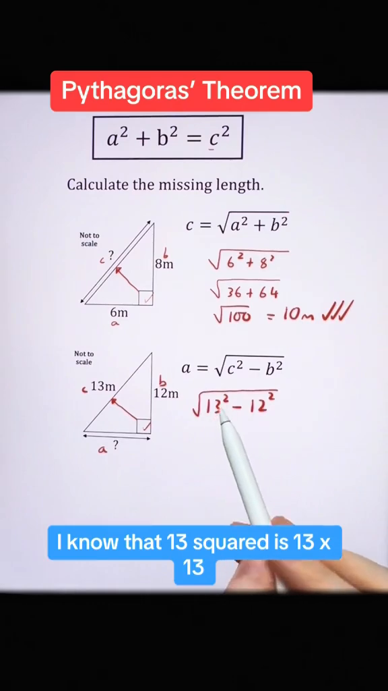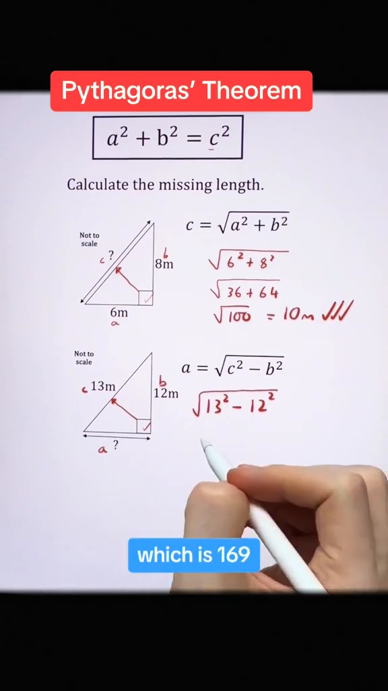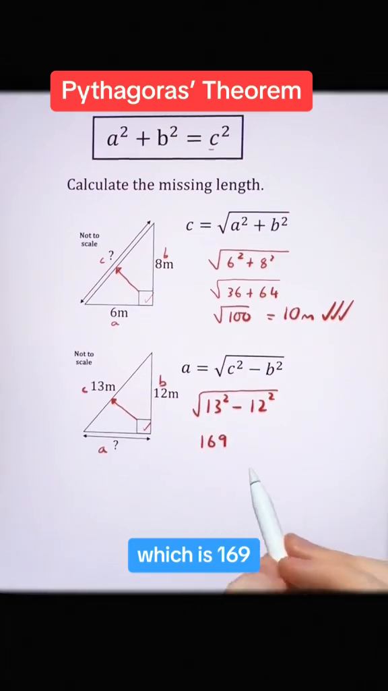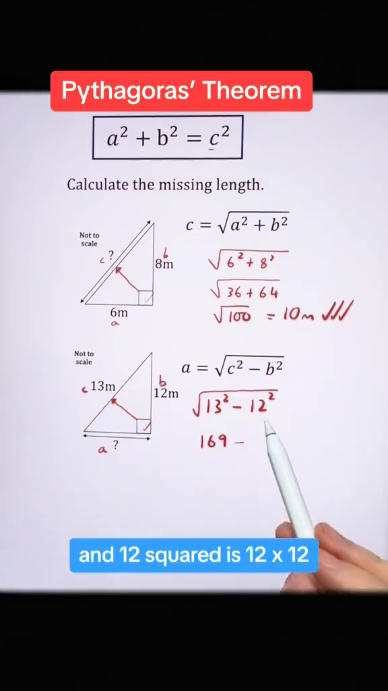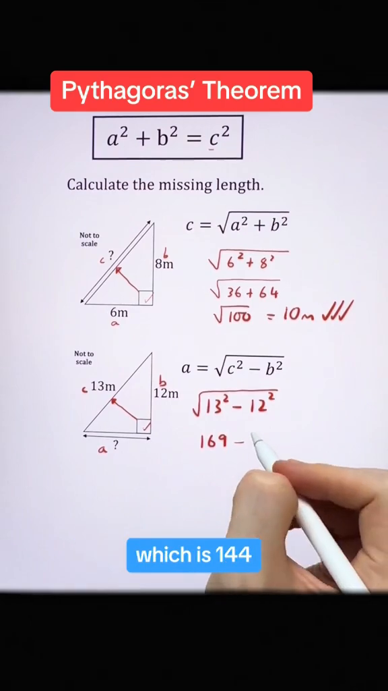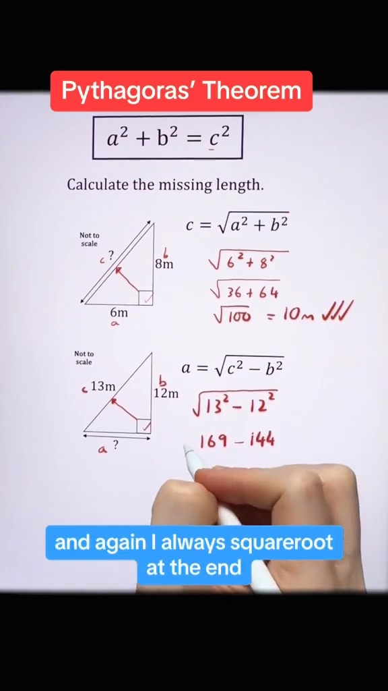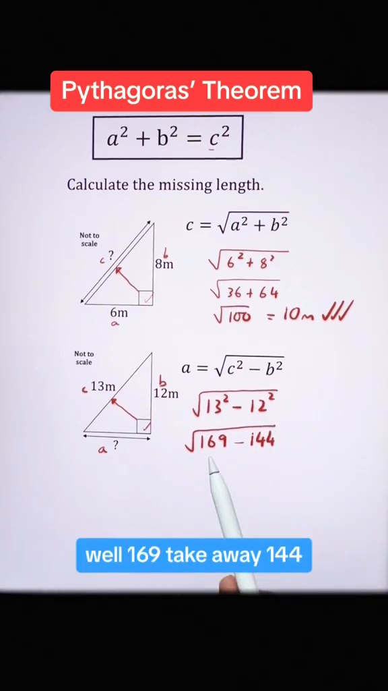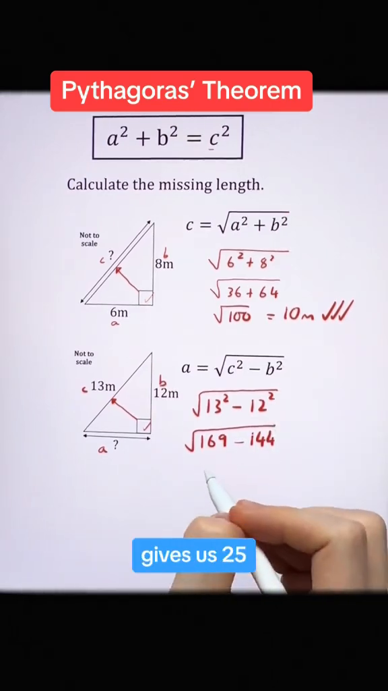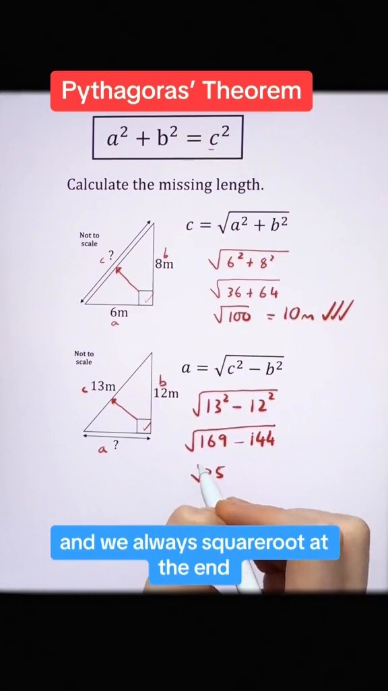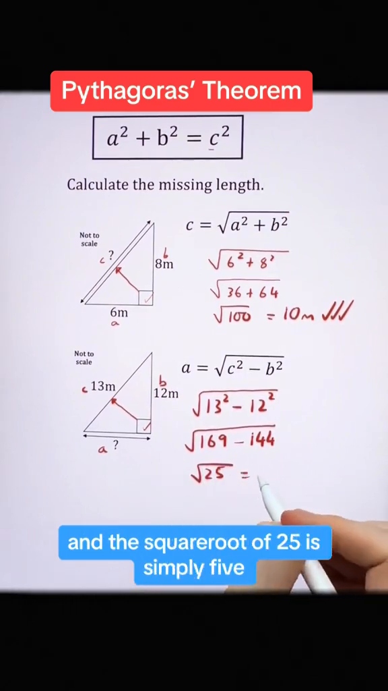I know that 13 squared is 13 times 13, which is 169. I'm going to subtract 12 squared. I know 12 squared is 12 times 12, which is 144. And again, I always square root at the end. 169 take away 144 gives us 25. And then we always square root at the end. And the square root of 25 is simply 5.